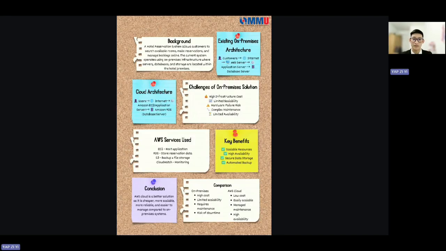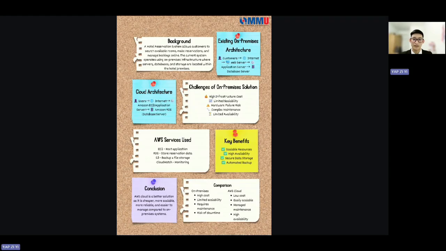After the information has been processed, the data is stored in the database server. The database contains important information such as customer details, room information, reservation records, and booking history. All these components work together to provide reservation services to customers. However, because the entire infrastructure is located within the hotel premises, the hotel is fully responsible for maintaining and managing all hardware and software resources.